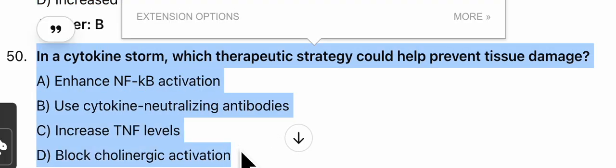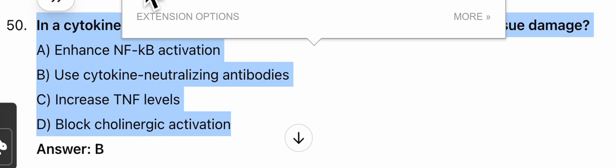In a cytokine storm, which therapeutic strategy could help prevent tissue damage? A. Enhance NF-κB activation, B. Use cytokine neutralizing antibodies, C. Increase TNF levels, D. Block cholinergic activation.